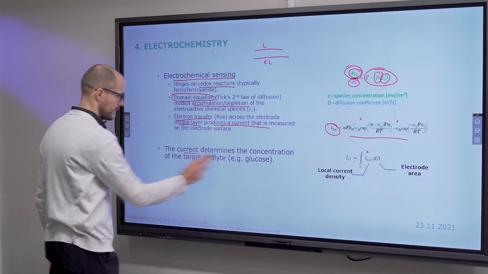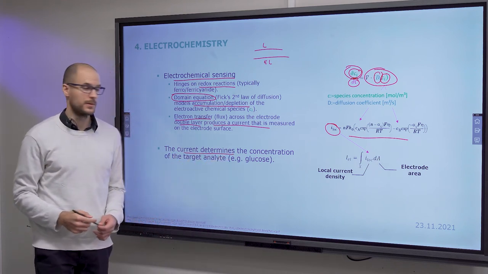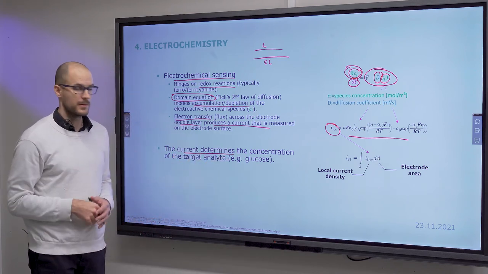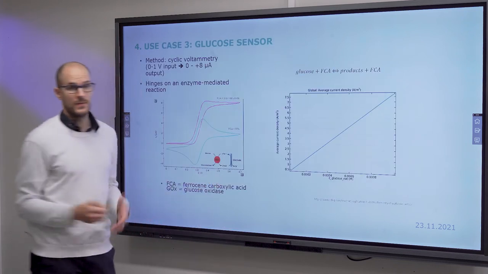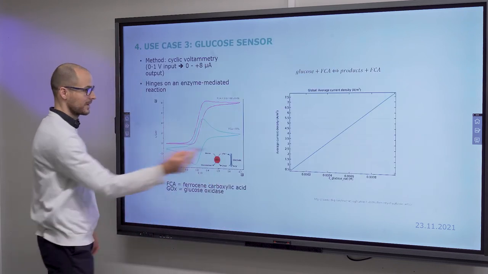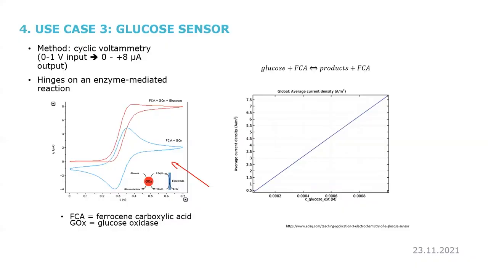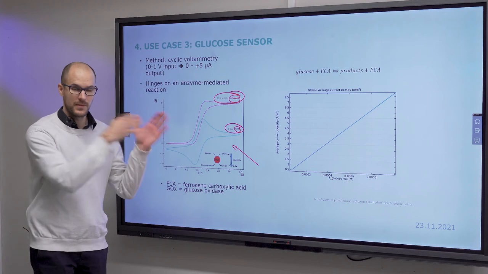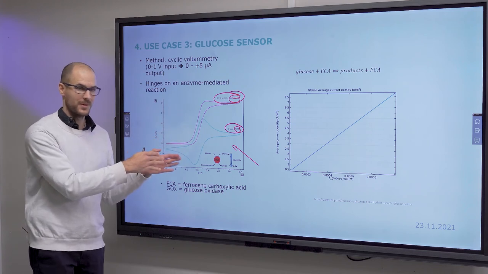And the current determines the concentration of your target analyte, for instance, glucose. In situ, how it looks is this. So the base signal of ferrocyanide, ferricyanide, and glucose oxidase, and then ferrocyanide, ferricyanide, glucose oxidase, and glucose. If you have glucose bound, so this is the basis of how your glucometer works.